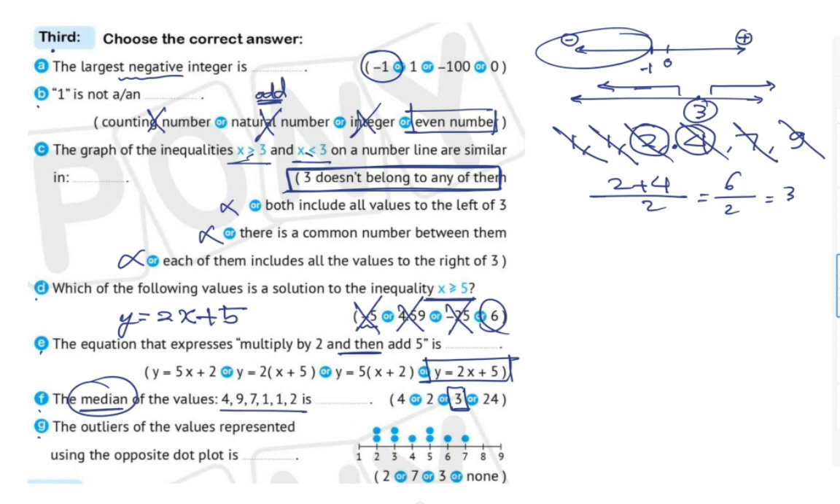Last point, the outliers of the values represented using the opposite dot plot. We have a dot plot. Where is the outlier? An outlier must be like this one. You have here some numbers and some dots. So we have some gap here, so this dot is an outlier. Is there any gap here? No gaps. So there are no outliers.